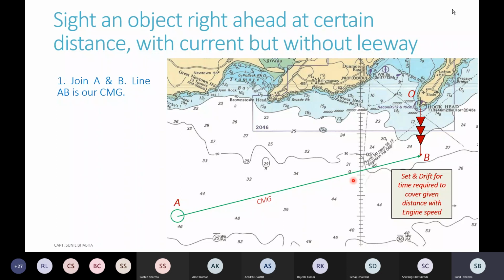So AB is our course made good. Course made good is marked using double arrows, two arrows. So let's plot these two arrows here. You can see the two arrows plotted on the CMG.